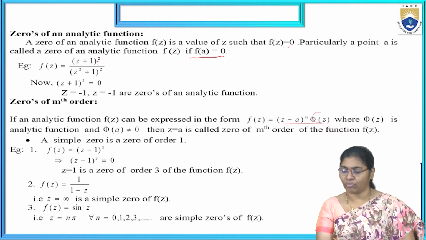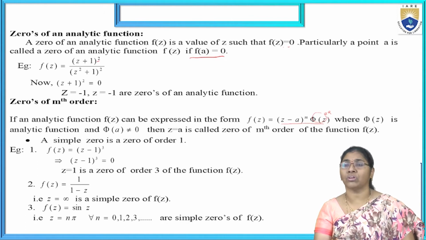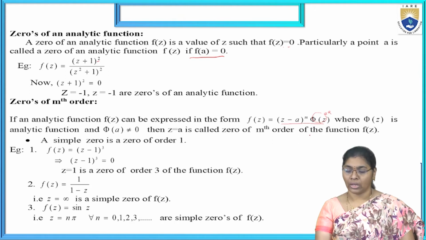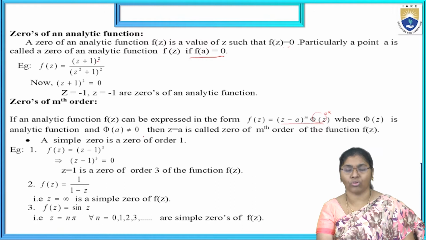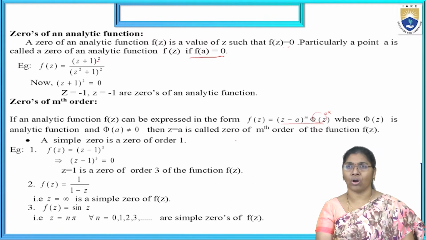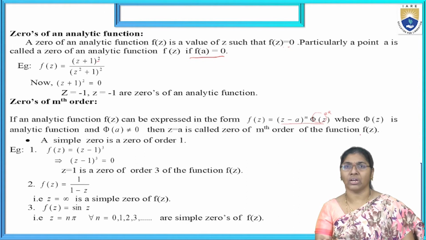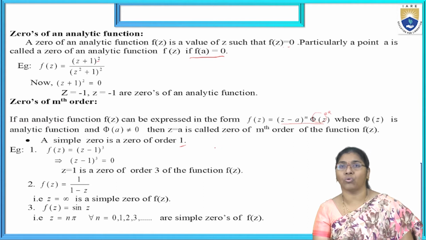This is phi(z). In this phi(z) we are substituting z equal to a, that is not equal to 0. Then that z equal to a is called the zero of mth order. Sometimes we are considering z equal to a, sometimes z equal to z naught also. That means in that condition (z minus z naught) to the power of m into phi(z), that phi(z naught) is not equal to 0. Then z equal to z naught is called a zero of mth order of the function f(z). A simple zero is a zero of order 1. For example, for the simple zero, only one factor is there, then the order is 1 only.